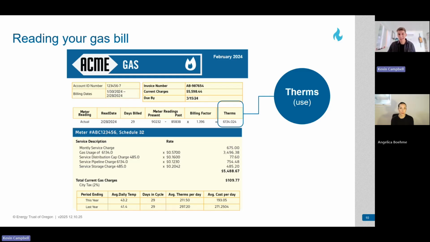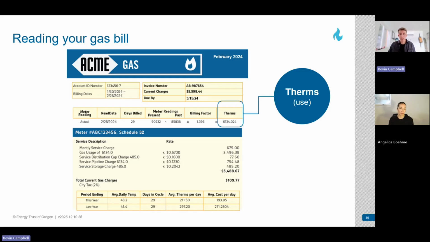So if we look at this $6,000 natural gas bill, yes, there is a $675 flat service fee, but then the bulk of the bill is tied directly to the amount of natural gas that you use. And again, that's what we can help support with some energy efficiency projects.